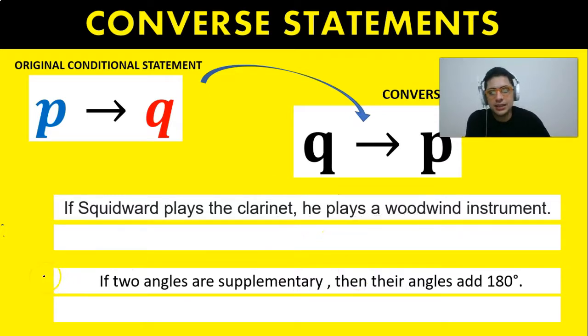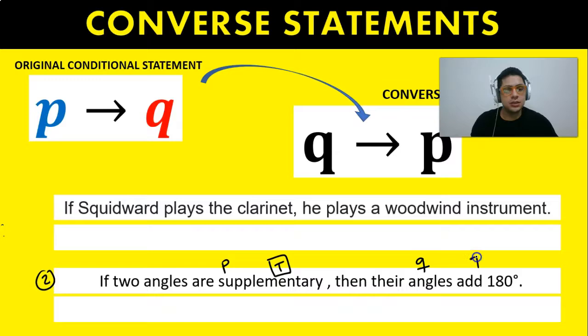Now let's try tackling the second one. If two angles are supplementary, that is going to be our hypothesis, then their angles add to 180 degrees, which is the conclusion. Yes, two angles can be supplementary, and yes, they are called supplementary when they add to 180 degrees. Because we have a true and a true statement, the overall is also going to be true.